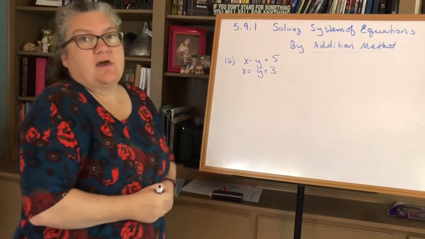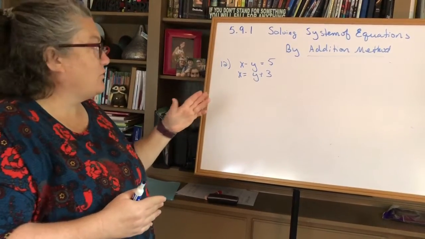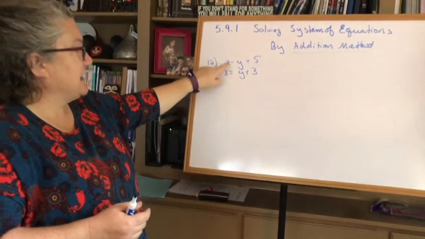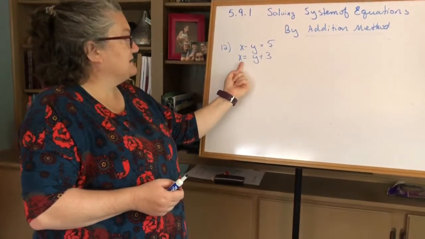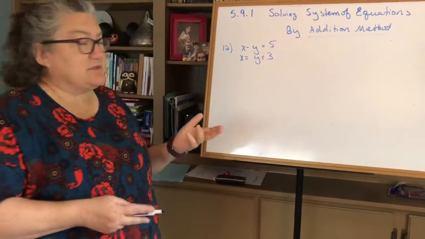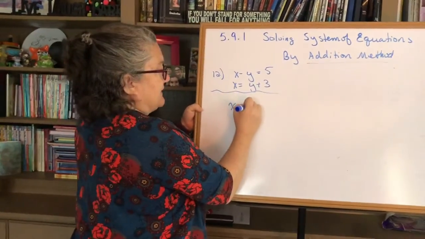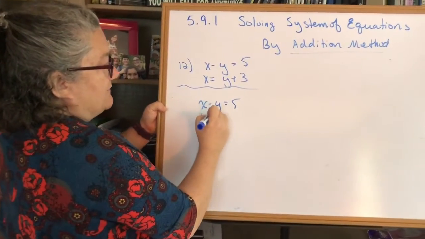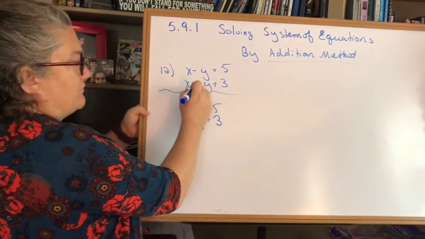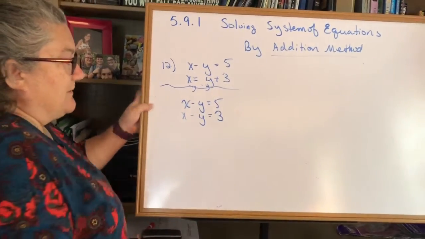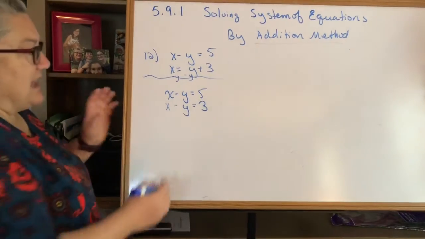We're with number 12. The first step is always what? Put both equations in standard form. Are they in standard form? The first one is x, y, c. Yep, it's good. The second one, no, it's x equals y plus 3. So we have to put the second one in standard form. So I always rewrite both equations. I have x minus y equals 5, x minus y equals 3. I just took this and subtracted y from both sides. Now I have it in standard form. I have my x, y, and c.